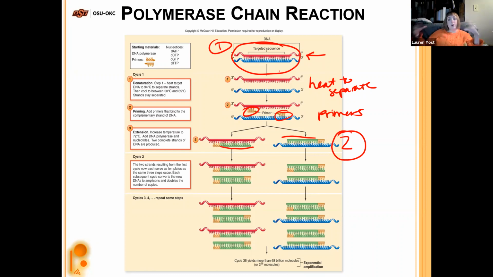Then we're going to keep doing that over and over and over, and you're going to double it with each step, right? So it's exponential. So we're going to go from 1 to 2, 2 to 4 copies, 4 to 8 copies, 8 to 16, 16 to 32, and so on and so forth. And this happens very quickly. And if you do this for hours, you are going to have millions of copies at the end, exact copies of what you started with.